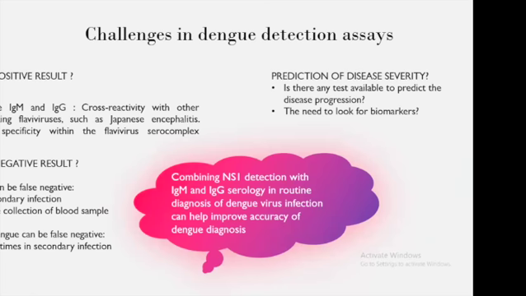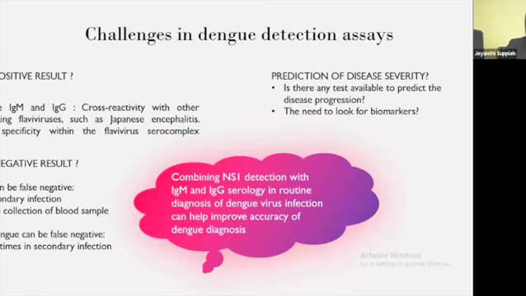So, moving on to the challenges in dengue detection assays. So what are the challenges that we are seeing? Of course, false positive, false negative. These are the main challenges in dengue detection assay. So a false positive result, basically, it's presented with cross-reactivity. So cross-reactivity with the other circulating flavivirus, as I just mentioned. So particularly the dengue IgM and IgG can give you a false positive result.